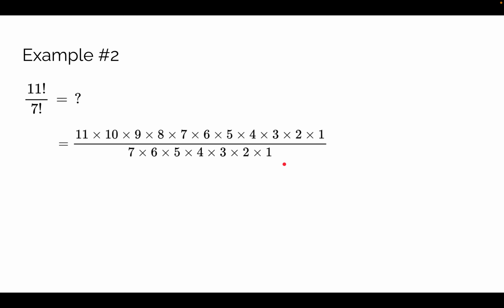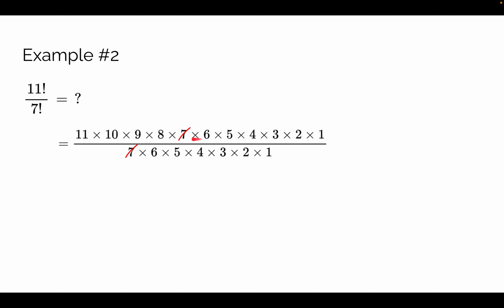Now, if we want to simplify this, what we can do is we can find factors which are in the numerator and in the denominator, which are the same, which you can then divide out in order to simplify this fraction before we multiply everything together. So if we see here, we can see that there's a 7 here and a 7 here. So because there's one in the numerator, one in the denominator, we can cancel or divide both of those out.